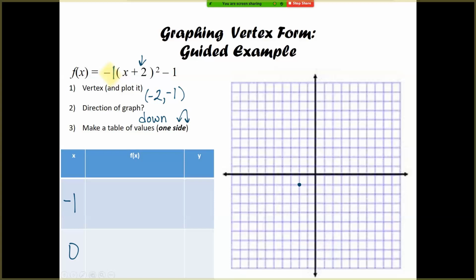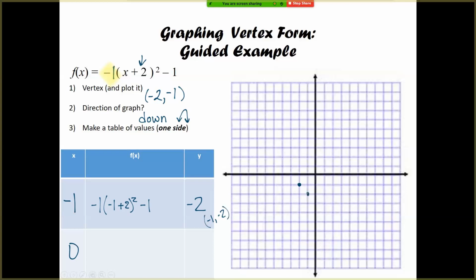So I'm going to the original. I have negative 1 times x, which is negative 1, plus 2 squared minus 1. Again, if you have one of my fancy calculators, you can type that all in at once. Let's see, negative 1 plus 2 is 1. 1 squared is 1 times negative 1 is negative 1, minus 1 is negative 2. So the ordered pair, negative 1, negative 2, will be what I graph.